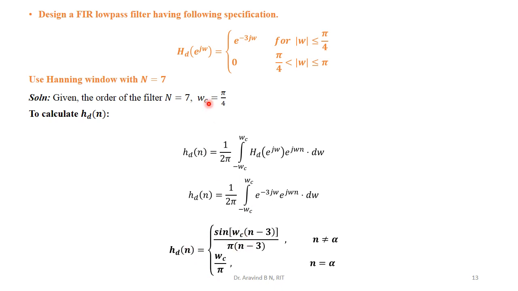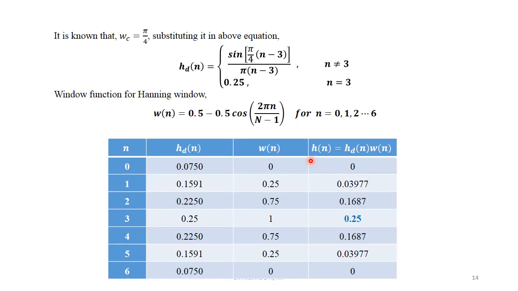WC is a known value, that is pi by 4. Now we are going to make a substitution of that. In place of WC, pi by 4 is substituted. So finally we get HD of n as this realization. For the Hamming window, this is the window function we are going to have. So now we have both HD of n as well as W of n. The order is given as 7. Therefore, small n will run from 0 to 6.